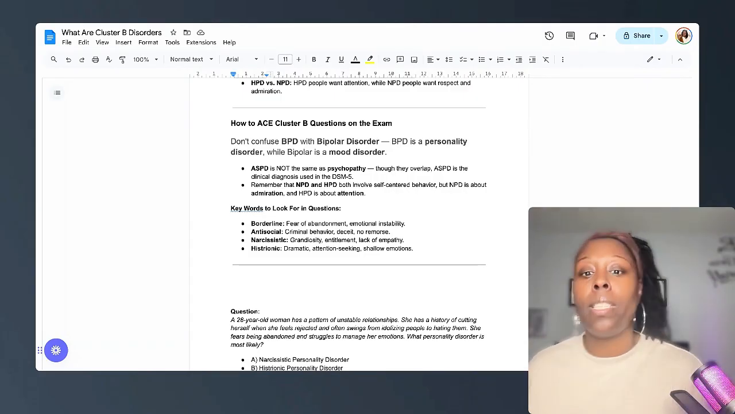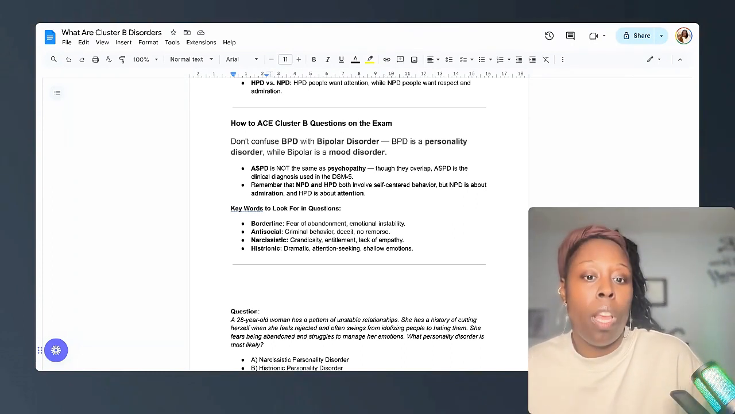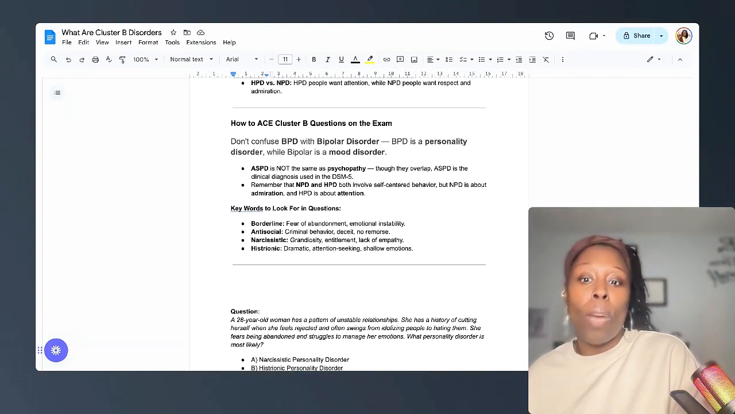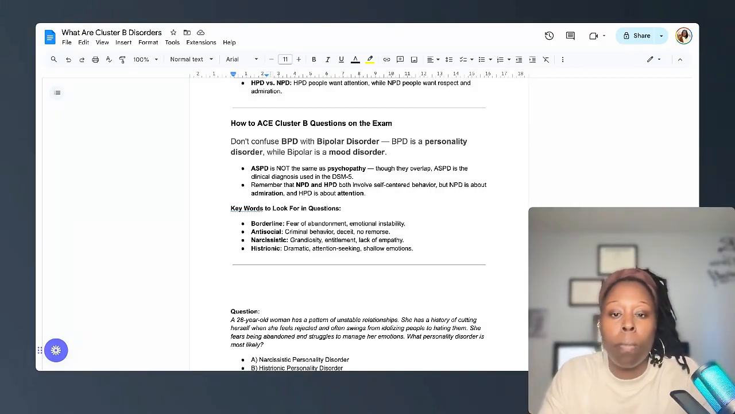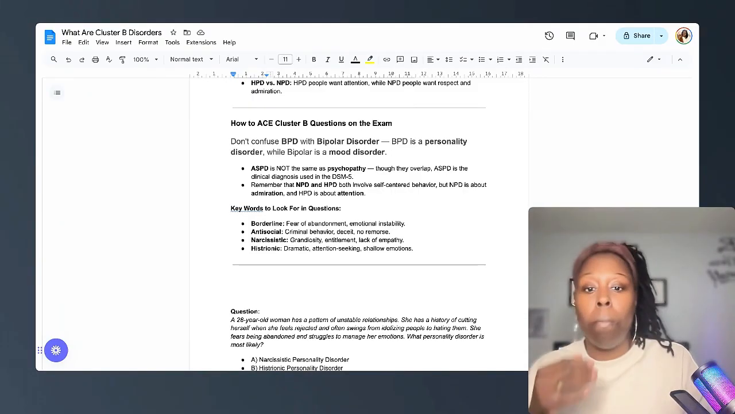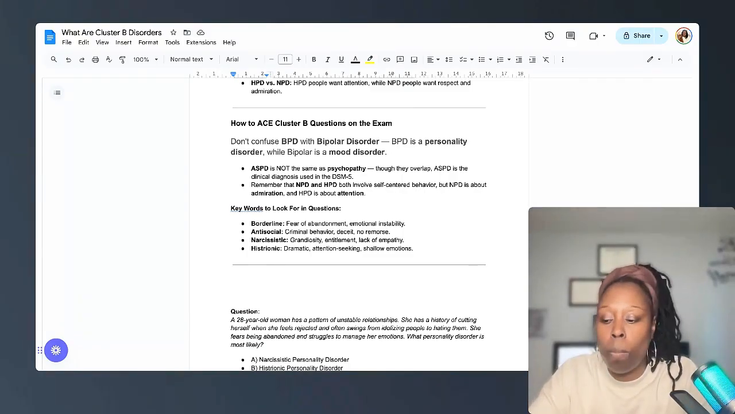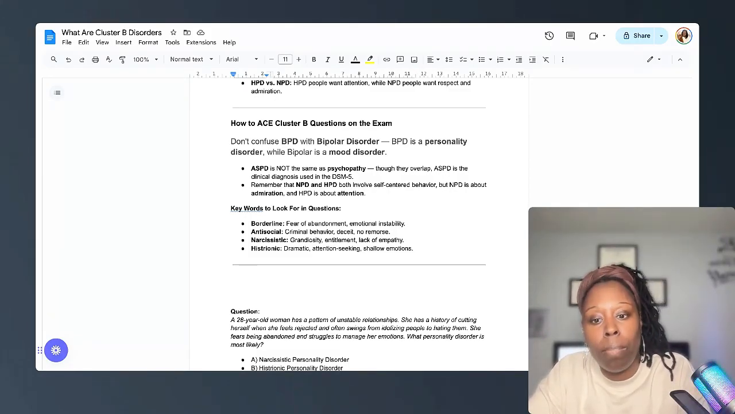Remember, narcissistic personality and histrionic personality disorder both involve that individual being a little self-centered. But narcissistic is about admiration and histrionic is all about attention. So that is the difference there. Some keywords you want to look at when it comes to questions on the exam: borderline, fear of abandonment, and that emotional instability. You must look for that. Antisocial, criminal behavior, deceit, and no remorse. Narcissistic, grandiose, entitled, and they lack empathy. And histrionic, these are the drama queens, and they're always looking for attention, and they have shallow emotions.